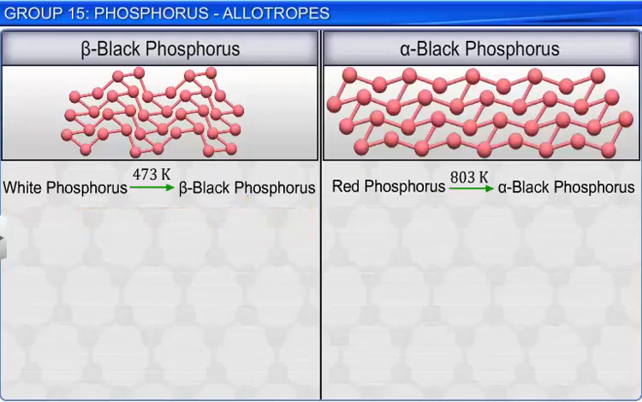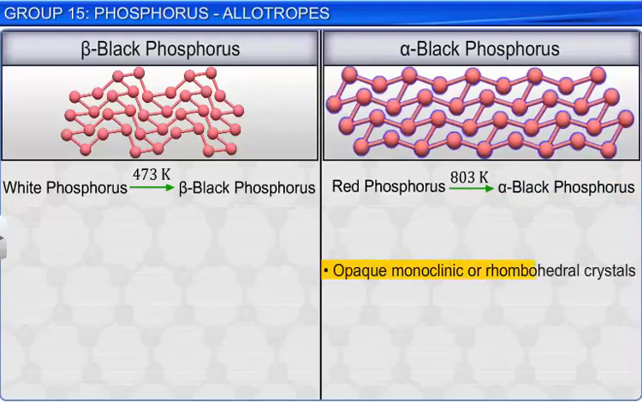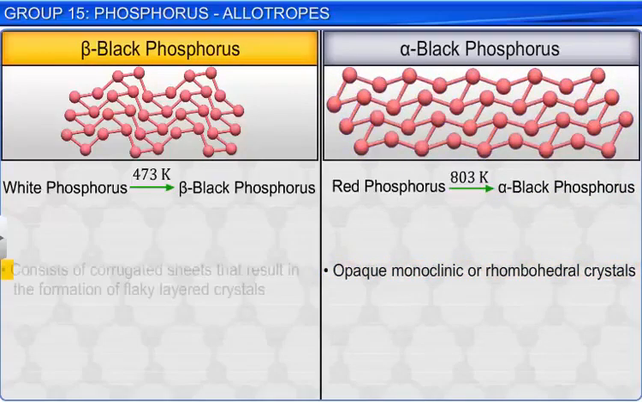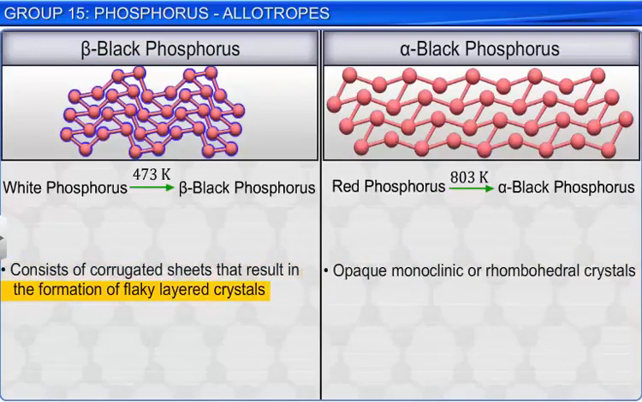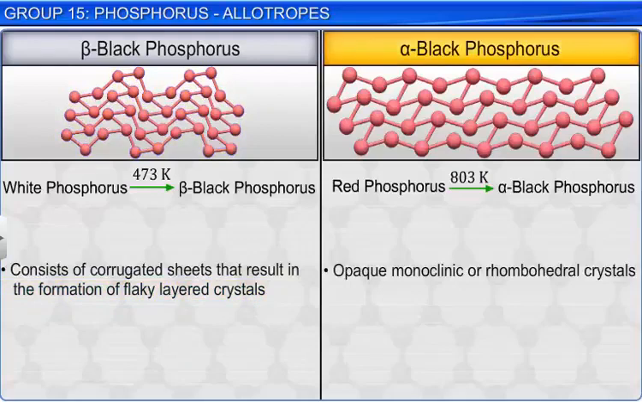On the other hand, when red phosphorus is heated to 803 Kelvin in a sealed tube for a sufficiently long time, it forms alpha black phosphorus. Alpha black phosphorus has opaque monoclinic or rhombohedral crystals, while beta black phosphorus consists of corrugated sheets that result in the formation of flaky layered crystals. Alpha black phosphorus doesn't conduct electricity, but beta black phosphorus does.